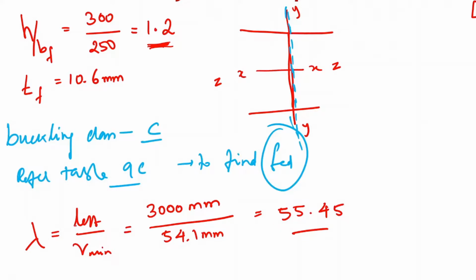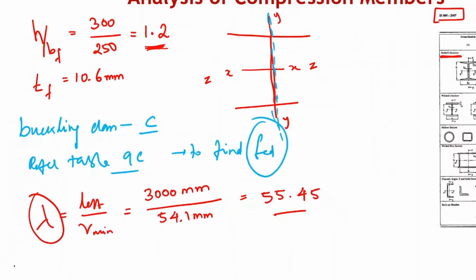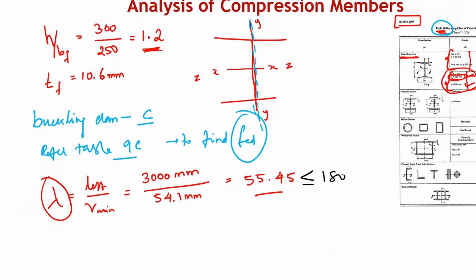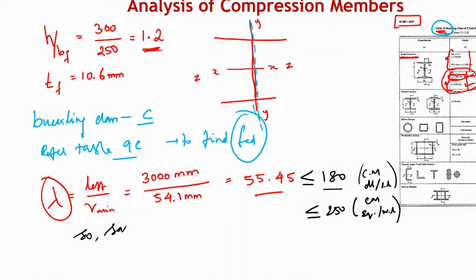Whenever you calculate the slenderness ratio, you always have to make sure that it is less than or equal to 180 if the compression member is subjected to dead load or imposed live load, or less than or equal to 250 if the compression member is subjected to earthquake or wind load. In our case, since it is less than 180 or 250, the given compression member is safe against buckling.